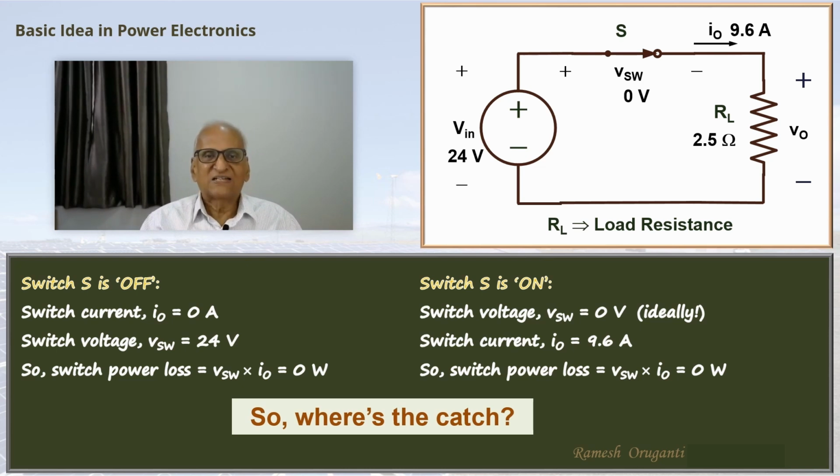As you can guess, the catch is, yes, we have made the power loss 0, but we haven't solved the original problem. The output voltage, I want it to be 5 volts. Now, when I connect the switch, I get 24 volts here. When I open the switch, there is 0 current, and so 0 volts. Either I get 24 volts or 0 volts, but I want 5 volts DC. So I haven't achieved my purpose yet. So what do we do about it?